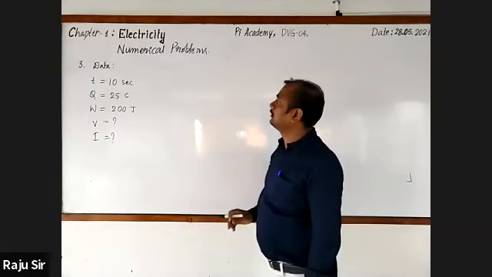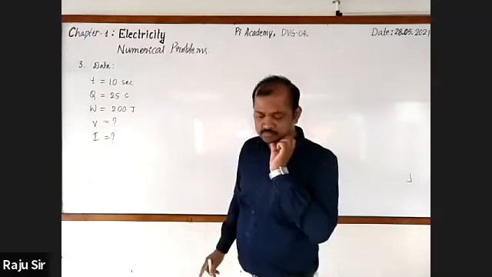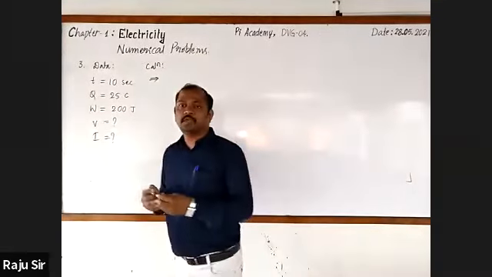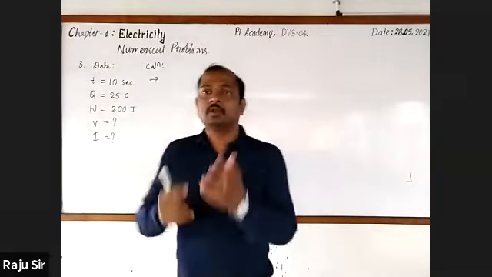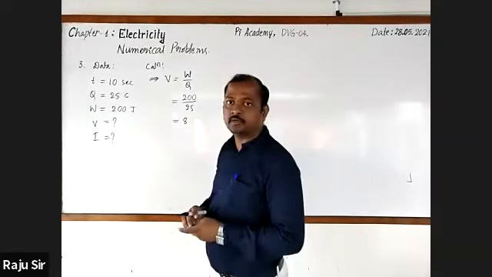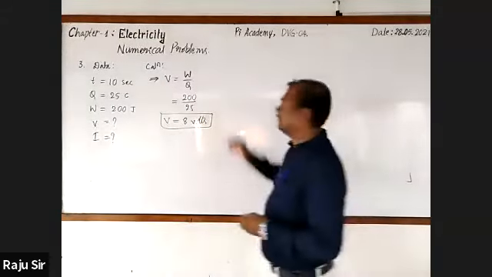First, we are going to find out voltage. With respect to voltage, we have the terms W as well as Q. So V is equal to W by Q, where W is 200 and Q is 25. Then voltage is 8 volts. Next, current should be found out. To find out the current, we have the formula.